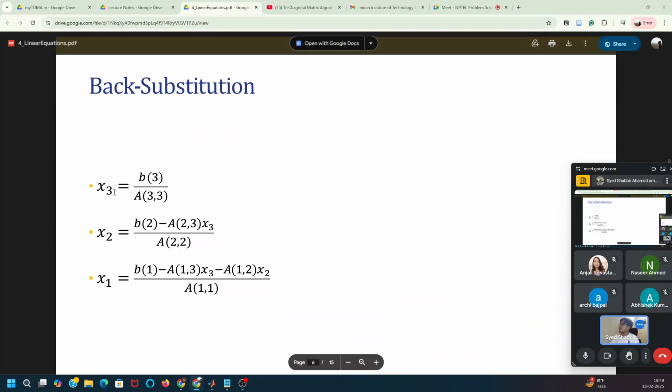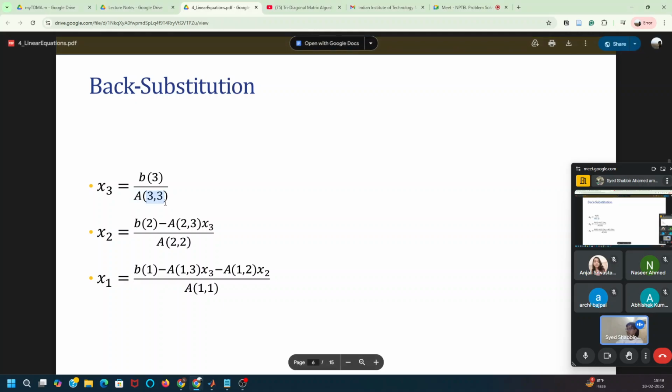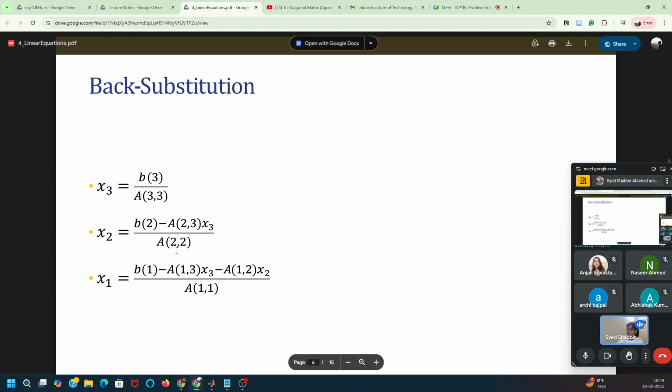While we do the back substitution, you can see that we are dividing everything, like x3. We are dividing in x2, x3, and also in x1. So we are dividing the numerator with the pivot element. Here A33 is the pivot element, and here A22 is the pivot element, and A11 is the pivot element. So we are dividing it with the pivot element.